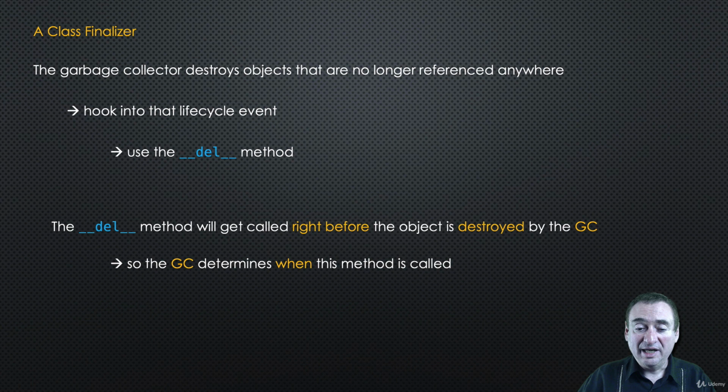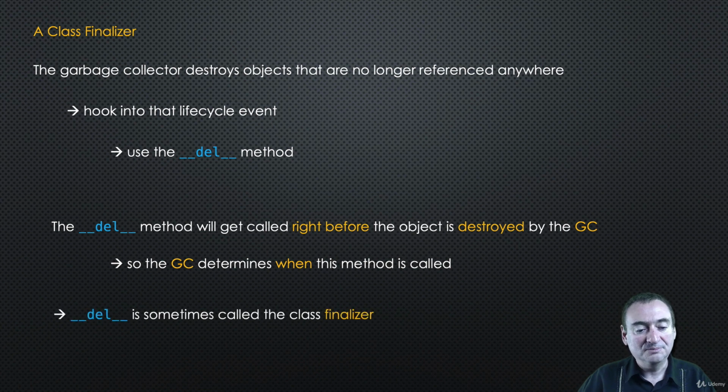So the garbage collector determines when this method is called, and that's really important to understand. We do not control when that delete method is going to get called. Even if you create an instance of your class and then use the delete keyword with your class, all you're doing is removing the reference that you have in your current scope to that object, but it may be referenced elsewhere, in which case the delete method is not getting called at that time. It's going to get called by the garbage collector when all the references are gone.